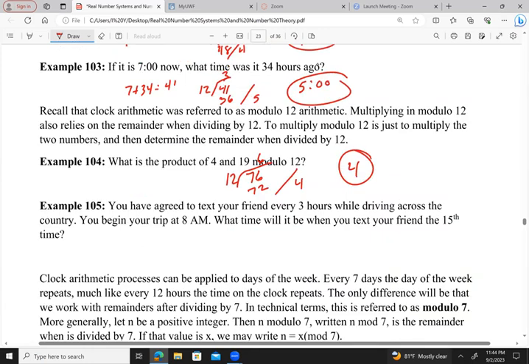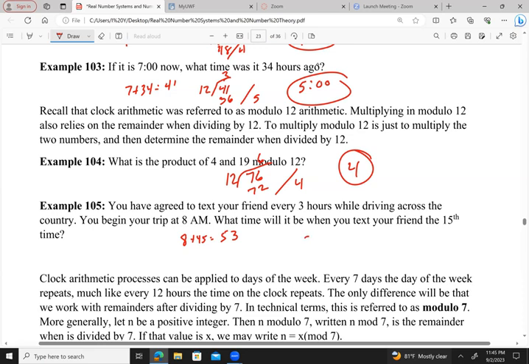You agree to text your friend every 3 hours while driving across the country. You begin your trip at 8 a.m. What time will it be when you text your friend the 15th time? Now, the first time will be 3 hours, so the 15th time would be 45 hours. 8 plus 45, 53.